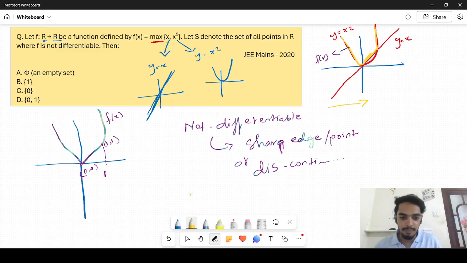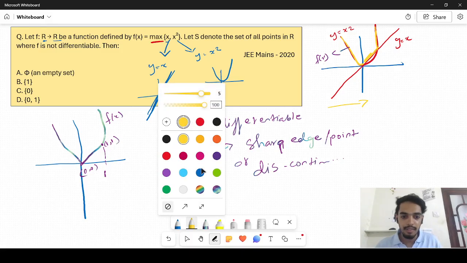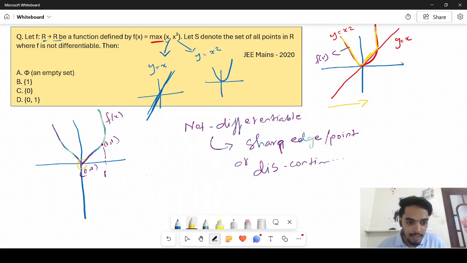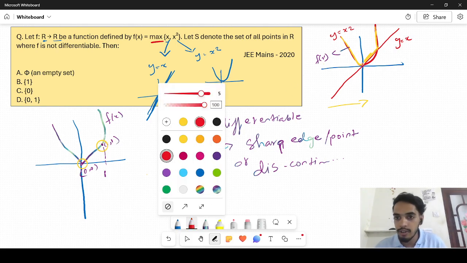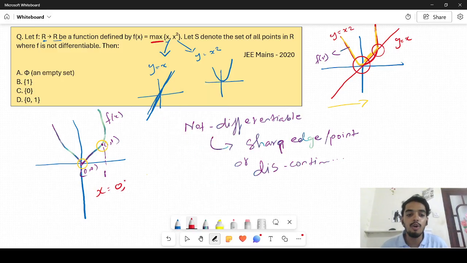So where are the points? Tell me, where are the points? Yes, this is one point and this is another point, right? Let me show you here also. One point is here, one point is here. So at x equal to 0 and at x equal to 1, we have sharp points, and hence at these two points, the function is not differentiable. Very simple, right? So what is our answer? The set D only. D is the answer, right? 0 and 1. Very simple question, guys.